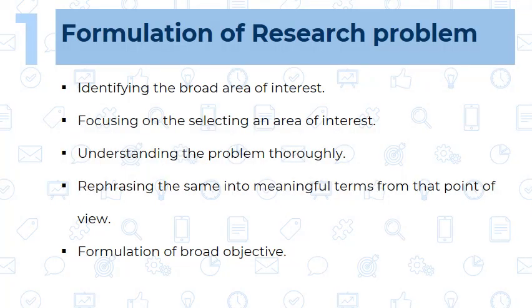Now, the first step is the formulation of the research problem. Means we are going to select our targeted area on which we are going to do our research. To select that target area, first we need to identify our broad area of interest. Means there are various fields available, for example, education, political, business or entertainment. So from this, which is going to be our broader area? Suppose I have selected education as my broad area of interest.